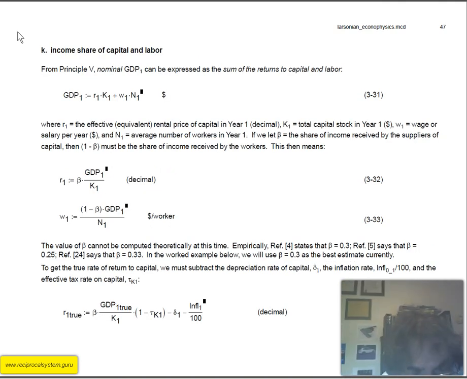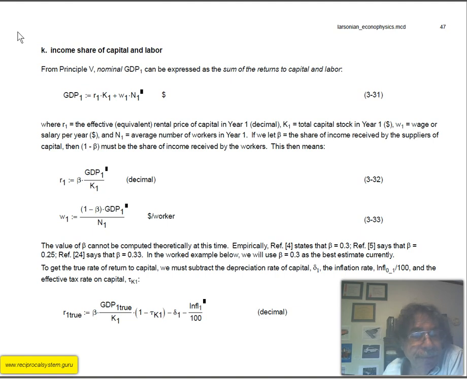Now we'll go to section K, income share of capital and labor. And this is probably the last one we'll do today.